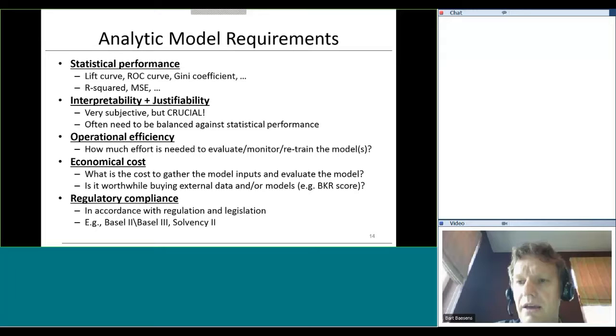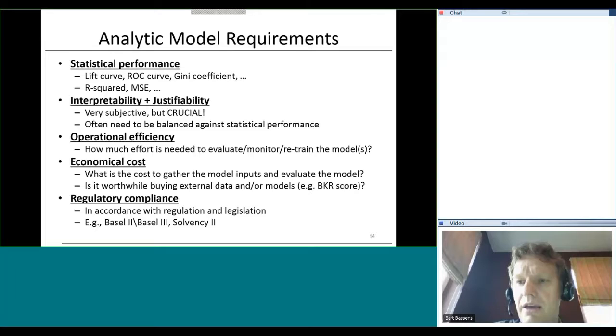Well, first of all, a good analytical PD, LGD, or EAD model should have excellent statistical performance. It should actually be meaningful in a statistical sense. PD models should have high lift curves, high ROC values, etc. LGD models, which have continuous targets, should have high R squared values or low mean squared errors.